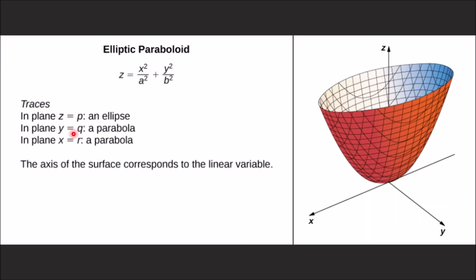Fifth, we have the elliptic paraboloid, which has form z equals x squared over a squared plus y squared over b squared. Notice for this surface, one of the variables is linear, which means it has power 1, and the other two are power 2. So the axis of the surface corresponds to the variable that is linear.